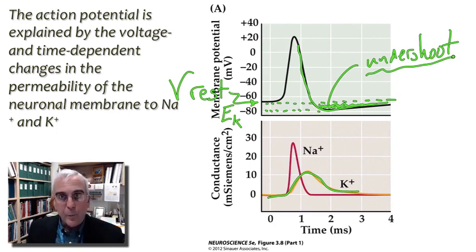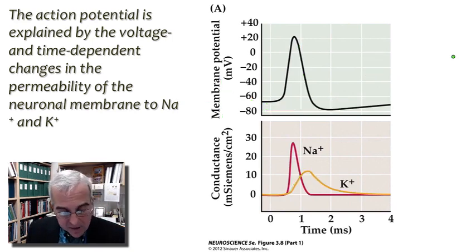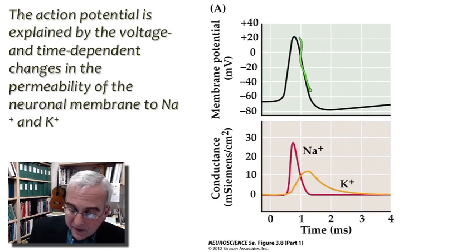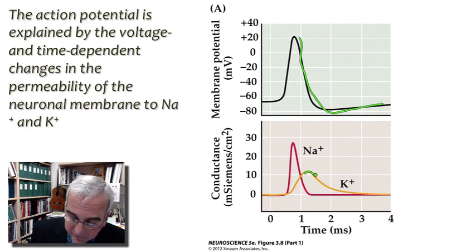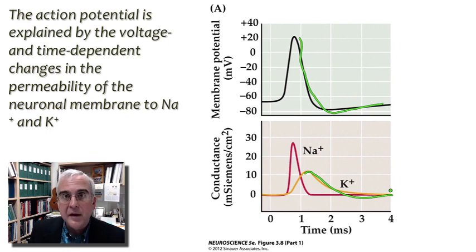Now, we've been emphasizing the time dependencies of these conductances. I don't want to overlook their voltage dependencies. So as the action potential is in its falling phase and undershoot phase, this membrane is now becoming hyperpolarized relative to rest. And as it does so, the potassium conductance trails back down towards its starting point. So as the membrane is hyperpolarizing, returning towards rest, and then undershooting rest, the potassium conductance is shutting down.